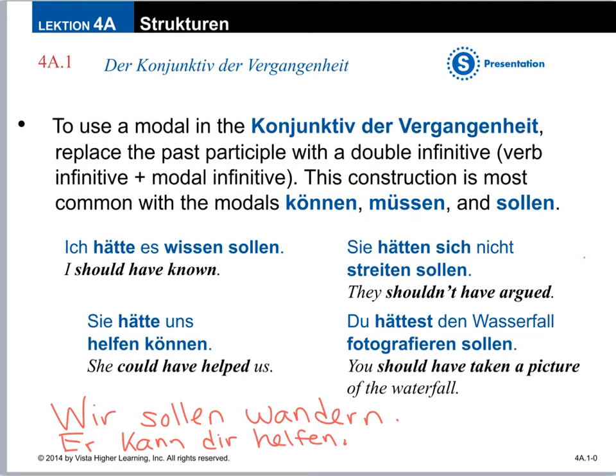Modal verbs is where things always tend to get a little bit different. So if you're using a modal verb with another verb in a sentence, like the two that I made below, wir sollen wandern, kann dir helfen, notice you have the modal verb, here sollen and kann, and there's a second verb in the sentence, wandern and helfen. Well, if you have two verbs in a sentence using a modal, the construction is going to be a little bit different. One thing to know is that the auxiliary verb that you use with modals is always going to be haben. It will never be sein. So if you have that modal verb, you'll always see hätte in your sentence. It will never be wäre.